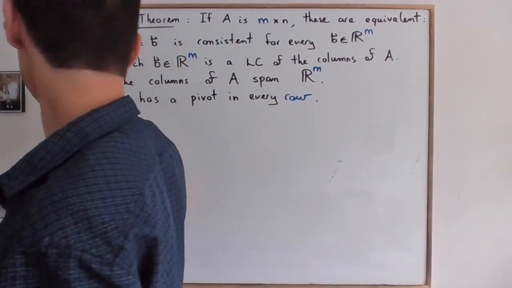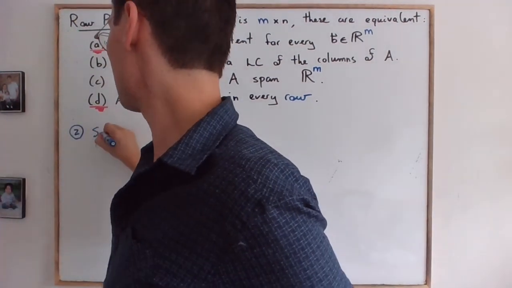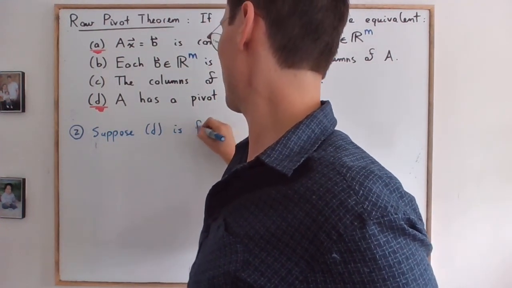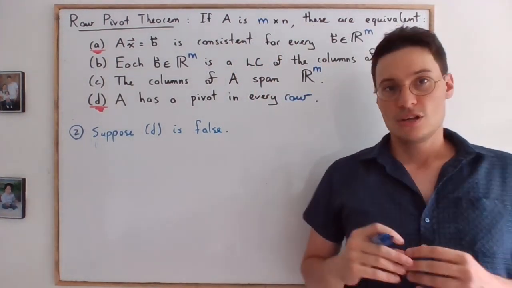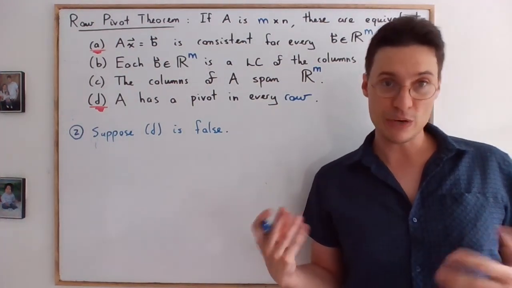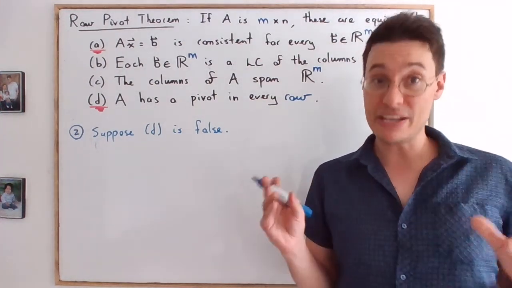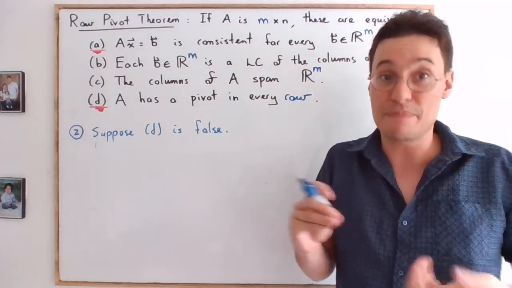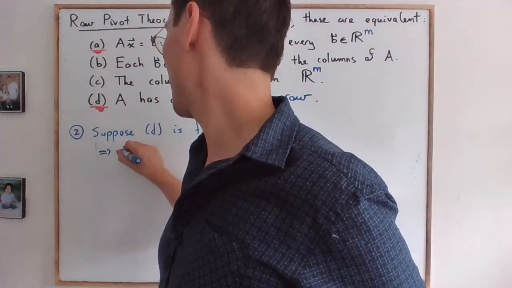So now, okay, step number 2. Suppose that D is false. This means that the RREF of A, which is unique, has a row of 0, because if the coefficient matrix doesn't have any row of 0, it has a pivot in every row by definition, because the pivot is the leading entry.